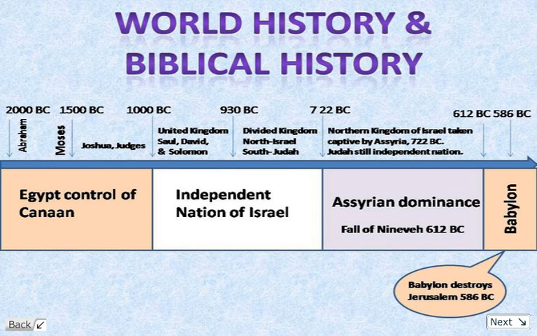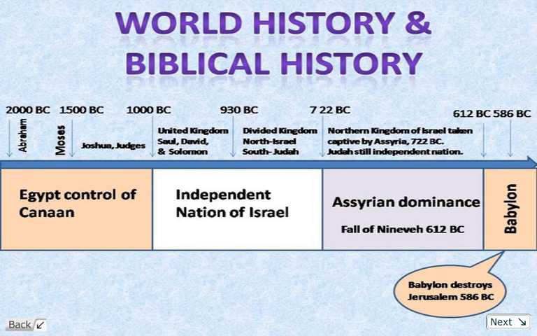Then we go with the United Kingdom in 1000 BC with David, and it splits apart into the northern and southern kingdom, Israel in the north, Judah in the south, and this is around 930 BC. You can think of it something like in the United States you have the north and the south, and there was a civil war, and they split apart. Well, the same thing happened back in 930 BC.